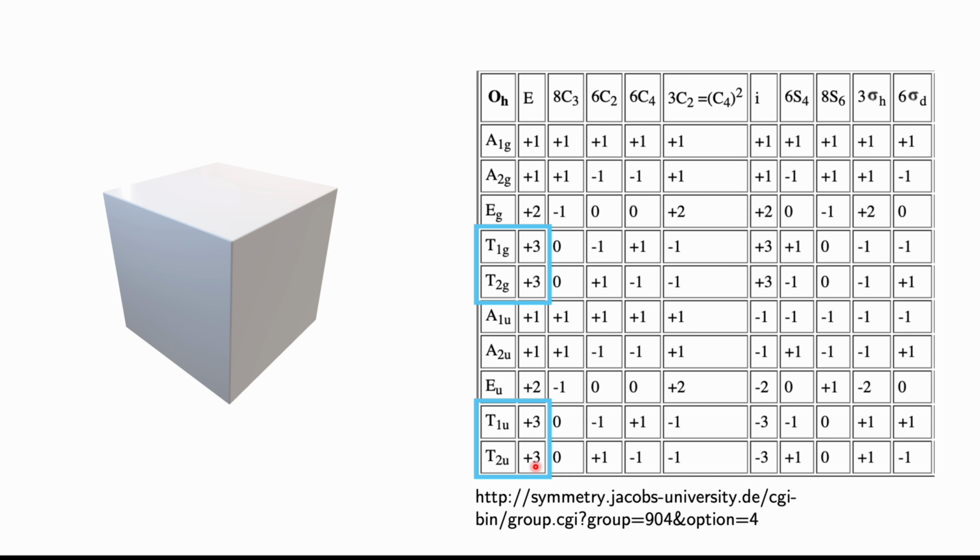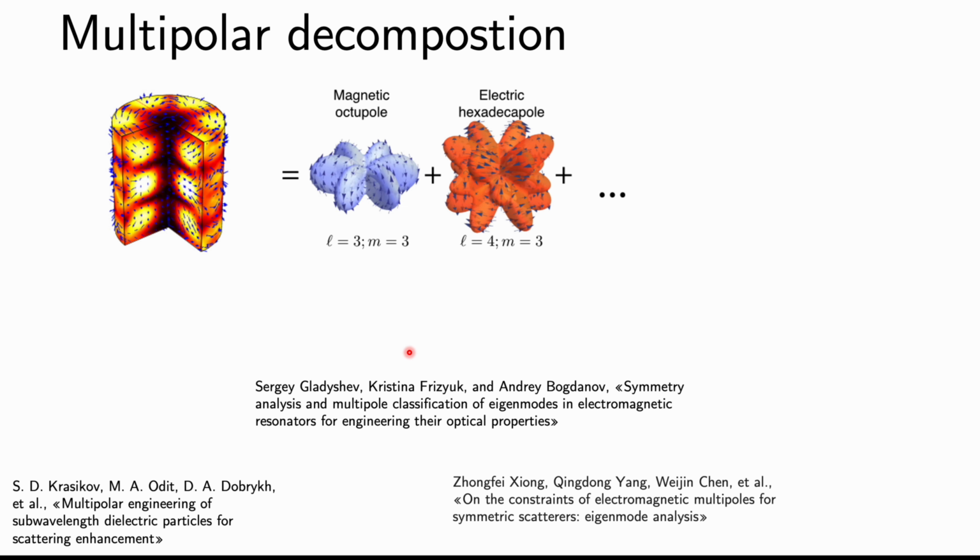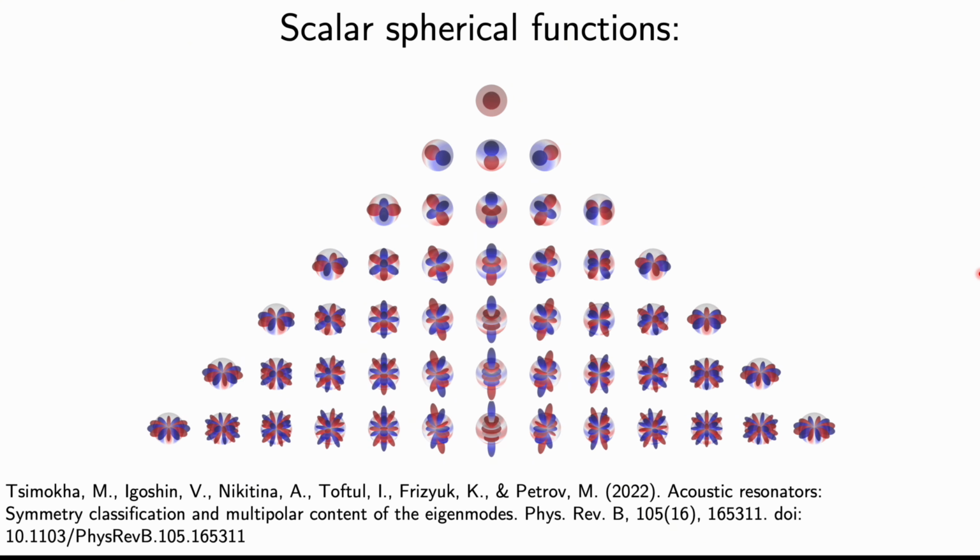How can we understand what such modes look like in general? In resonators, eigenmodes are often expanded in a multipole basis. Multipoles are convenient, intuitive, and form a nice basis. But what do we actually mean by multipoles? That's just slang. In scalar problems like acoustics with boundary conditions, I mean scalar spherical functions. In vector problems like optics, I mean vector spherical harmonics. They describe the angular part of the modes in spherical resonators.